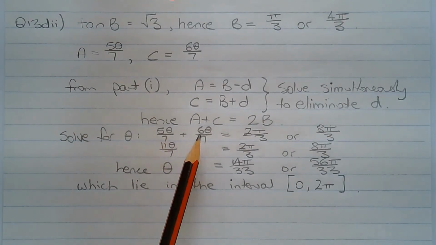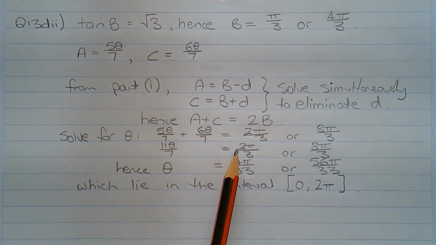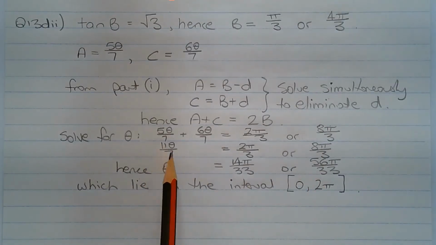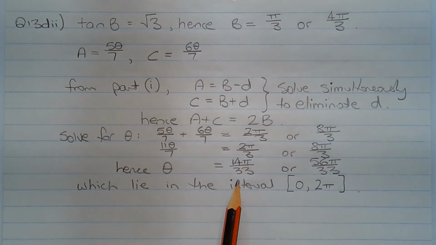Adding these two fractions together, since they have a common denominator, we have 11 theta over 7 is equal to 2 pi over 3 or 8 pi over 3. Dividing both sides by 11 over 7, we get theta is equal to 14 pi over 33 or 56 pi over 33, which lie in the interval theta greater than or equal to 0 and less than or equal to 2 pi.